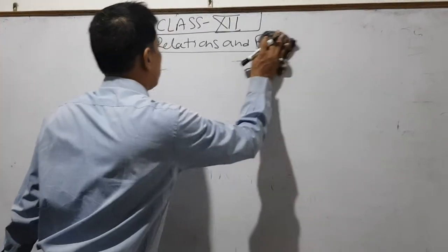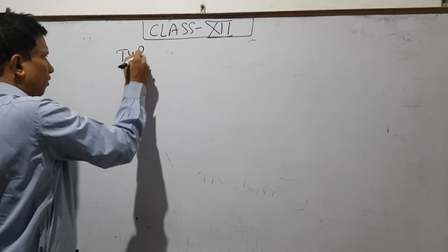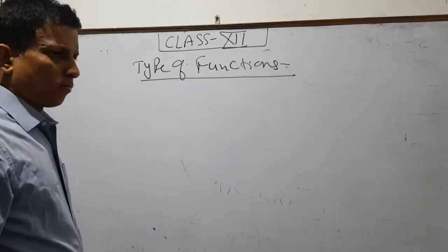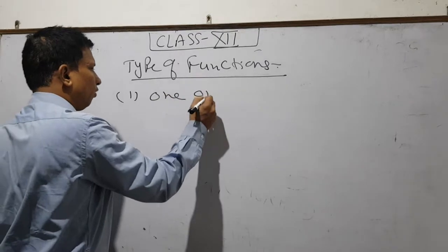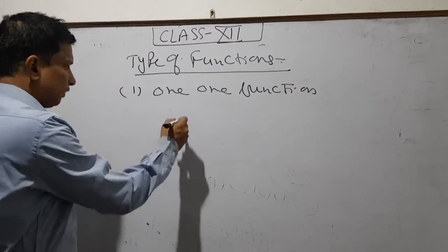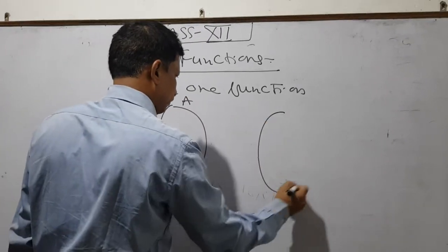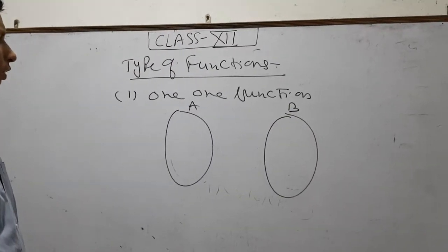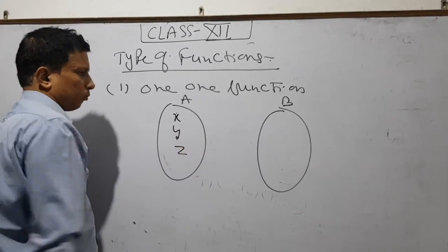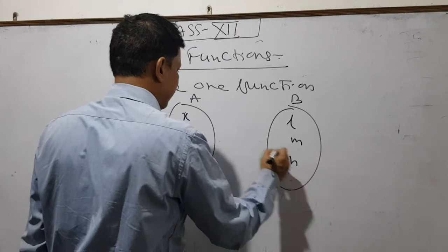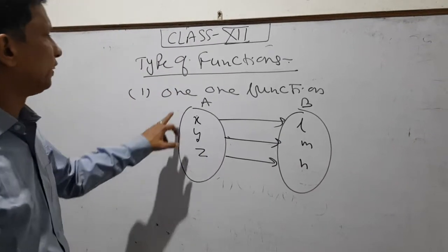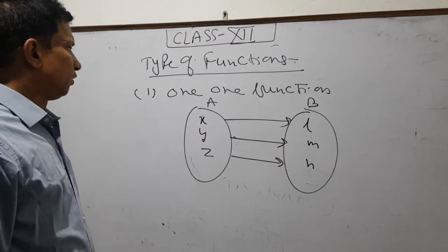Next, types of functions. Number one, one-one function. One-one function means, in A the elements are x, y, z, and B is L, M, N. Image of A one to one in B is known as one-one function. Note down this one.